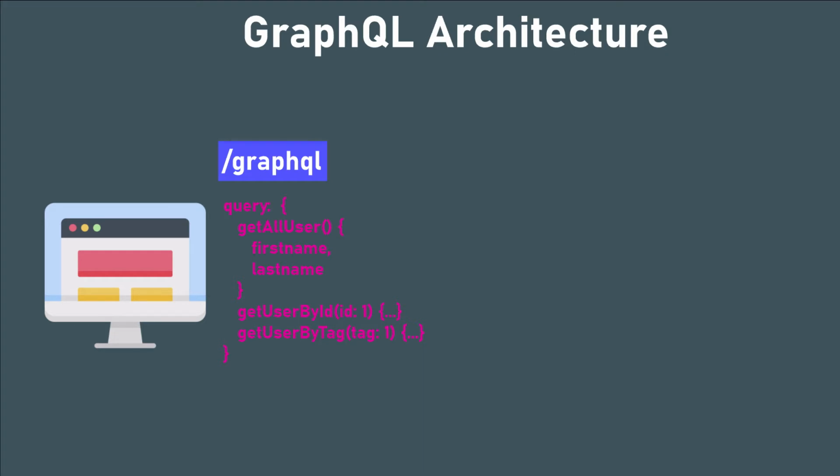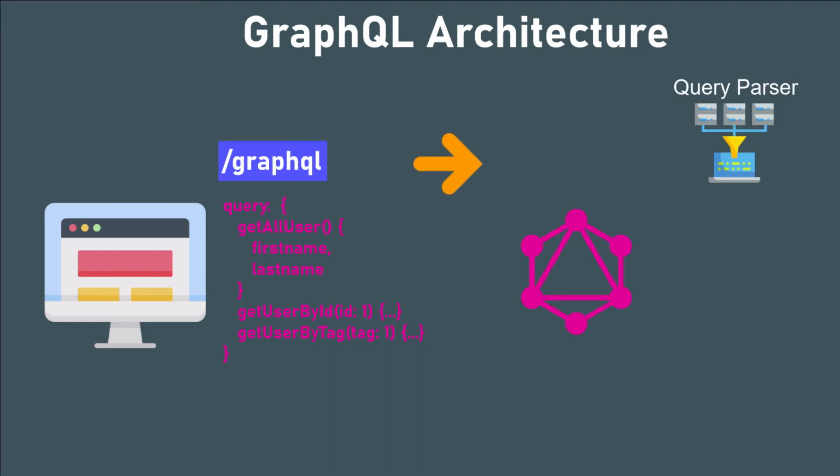You do not have to do that on the backend. Now the GraphQL on the server side has a query parser. So what it does is it understands the query and it translates it into something that is understood by the GraphQL. Each query will specify a schema associated to it. So each query has a schema to it that makes GraphQL understand which is the schema it is referring to.